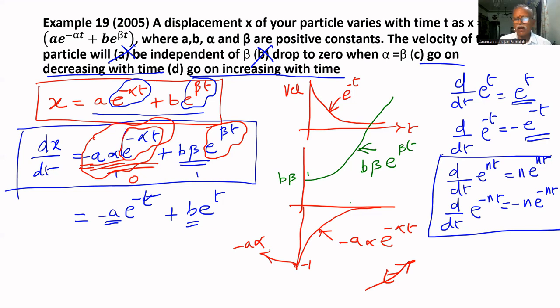Add these two together. After a long time, let us assume t's value is 1000, it goes to 0, but the other goes to a very high value. Therefore, it goes on increasing with time. Therefore, D is the correct answer. C is also wrong. For these types of sums, we have to remove the wrong answers, then you will automatically get the correct answer. Eliminate the wrong answer method.